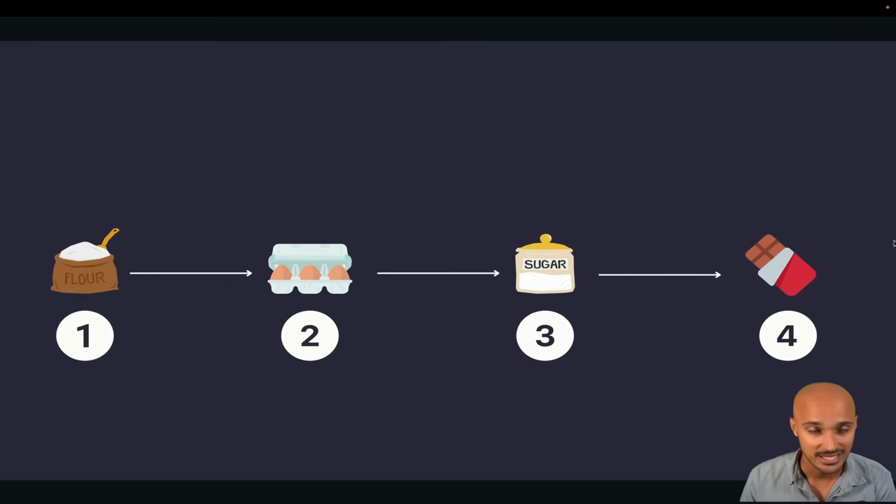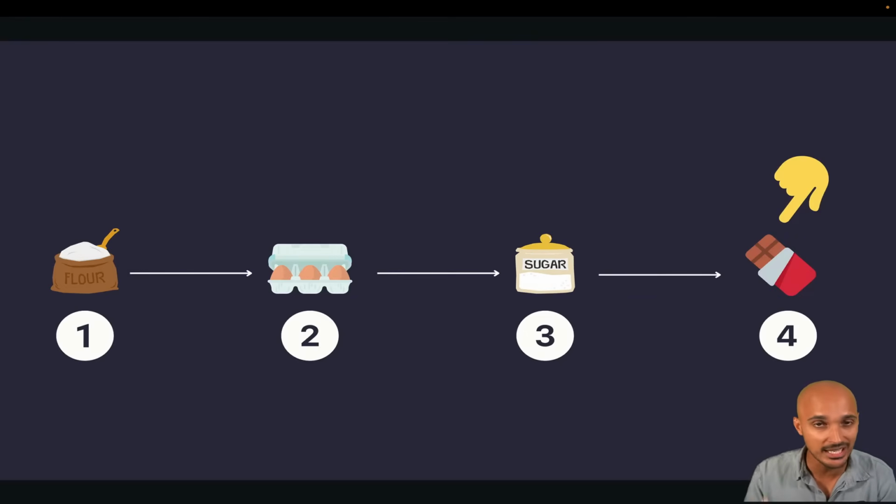But that's not it. Indeed, you need to put the ingredients in a specific order, but also you need to apply some transformations on those ingredients. For example, you need to mix the eggs with the flour, and maybe you need to break the chocolate in a certain way so you get a better chocolate cake at the end. Who knows?